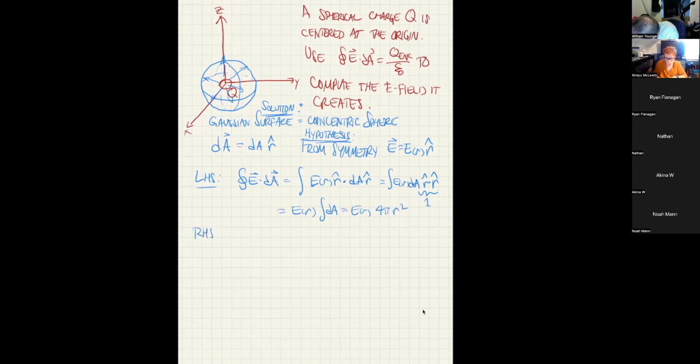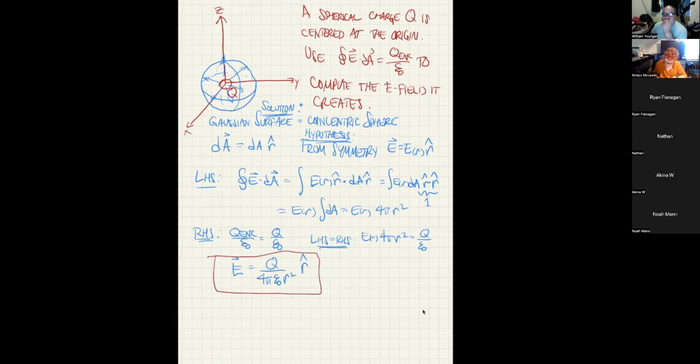The right-hand side, on the other hand, is Q enclosed over epsilon naught, which is really easy. We know it's just Q over epsilon naught. So left-hand side equals right-hand side gives me E of R times 4 pi R squared is equal to Q over epsilon naught. So using my original hypothesis, E is equal to Q over 4 pi epsilon naught R squared pointing in the r direction. And that's exactly what we found from Coulomb's law. Does that make sense?